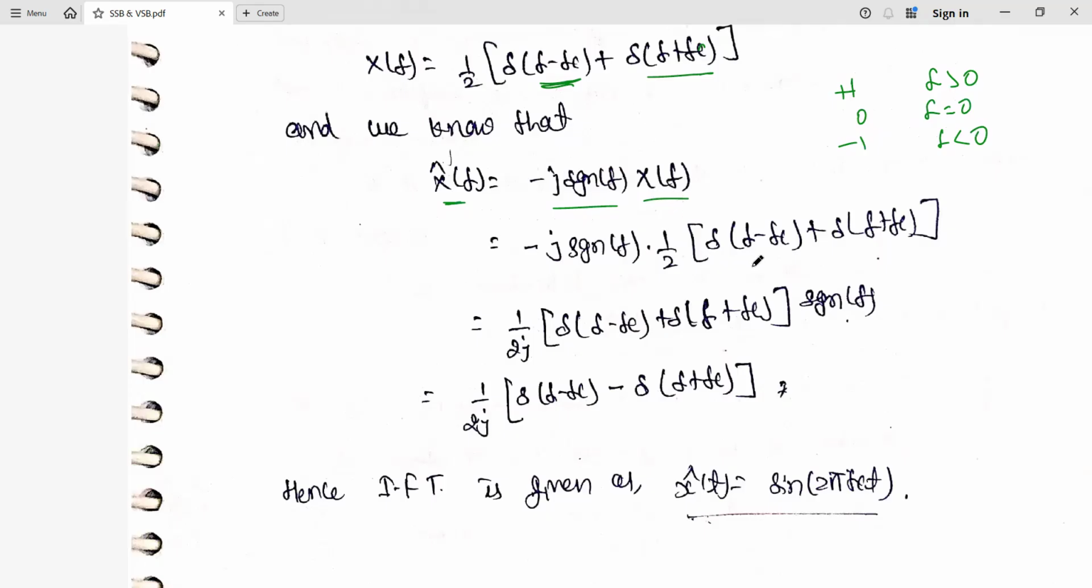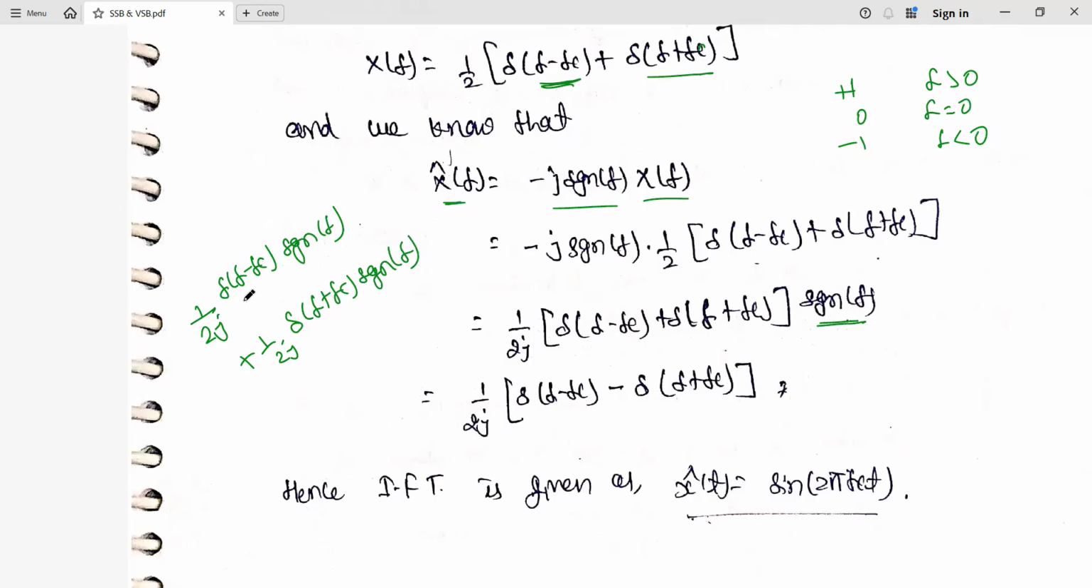So finally, if you substitute the values here, we have X of f, that is the Fourier transform of x of t. After rearrangement, we have 1 by 2j delta of f minus fc plus delta of f plus fc, and we have the signum function. Now if you separate these two terms, what will we get here? 1 by 2j delta of f minus fc times the signum function, plus 1 by 2j delta of f plus fc times the signum function.